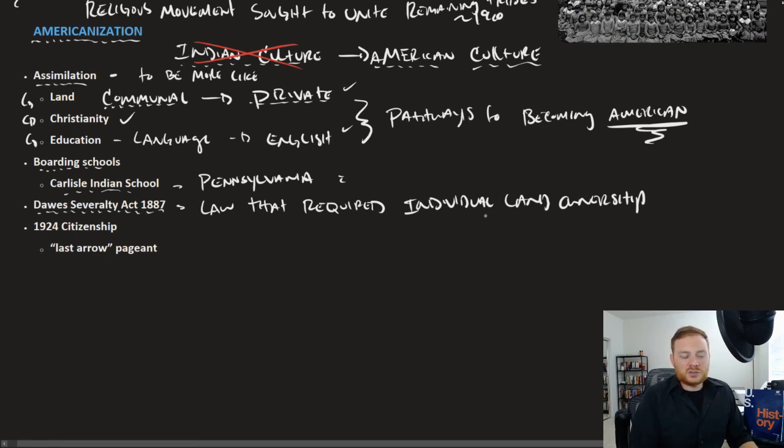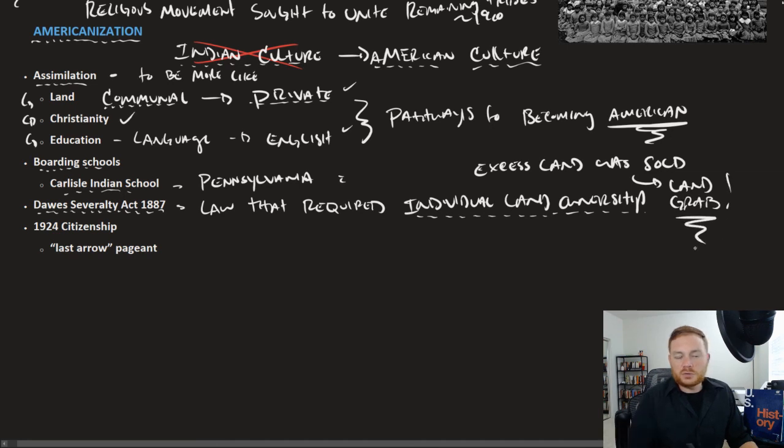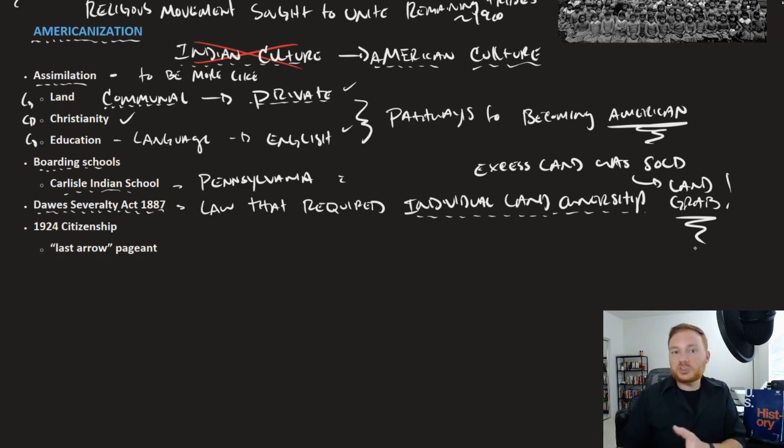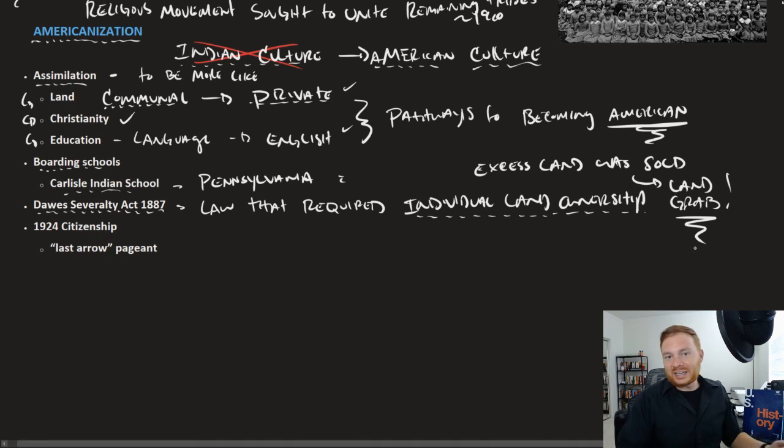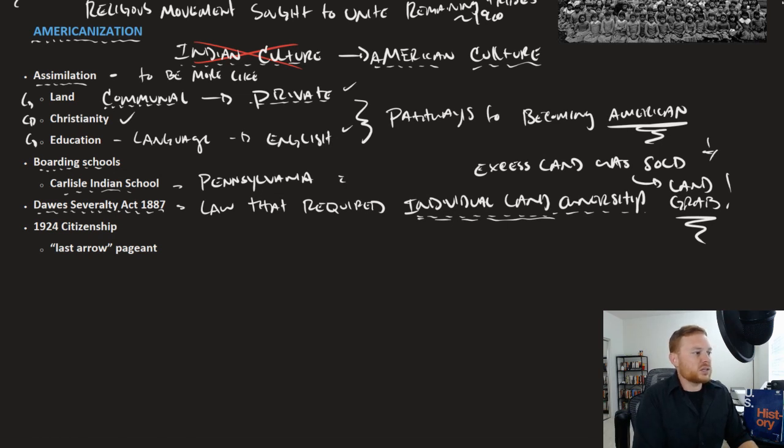What it essentially amounted to was that once everybody was given individual land ownership, excess land was sold. And what this amounted to was essentially a land grab. And so at the end of the day, when the Dawes Act was over, you had more land in the hands of white land speculators or settlers and less land in the hands of Native Americans. So it wasn't only about assimilation, but in some sense it was just outright taking land away.